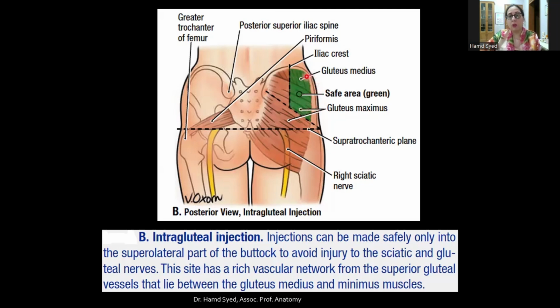So how can we locate this area? What we can do is that we can draw a line from the posterior superior iliac spine to the greater trochanter, and then from a point midway on this line, we draw a vertical line upwards. Then the outer area external to this vertical line would represent the safe zone for administration of the intragluteal injection.